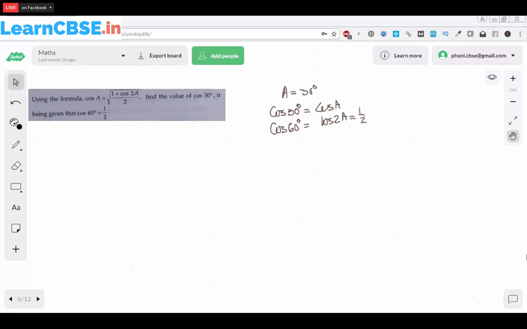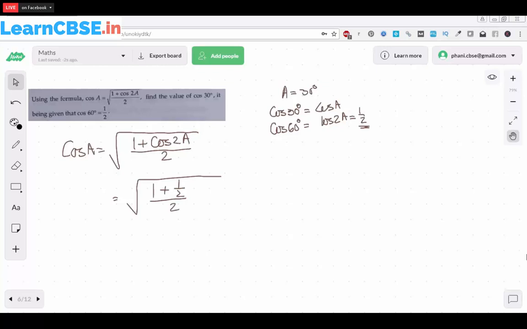So I can substitute the value of cos 2A into this equation as half and figure out the value of cos A. Let's write down the cos A formula, which is the square root of (1 plus cos 2A) by 2. So that gives you 1 plus half, which is the value of cos 2A, divided by 2. That gives you 3 by 4.